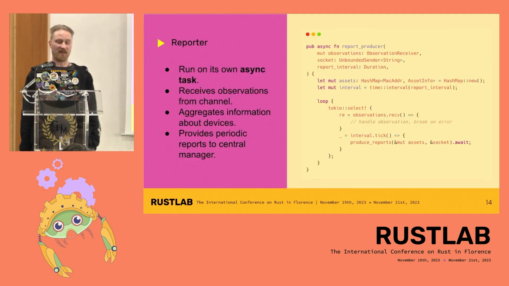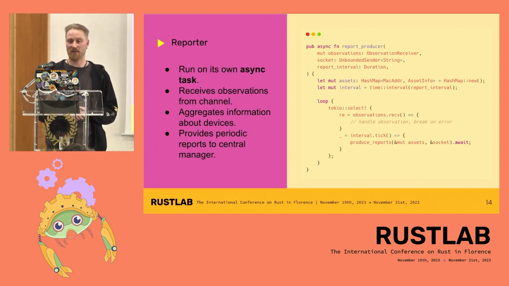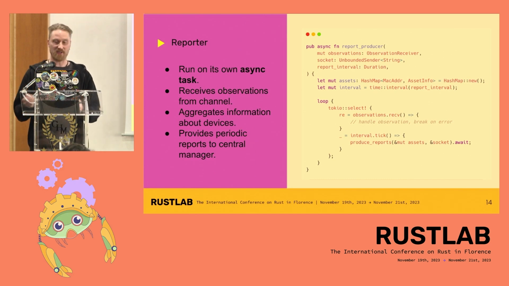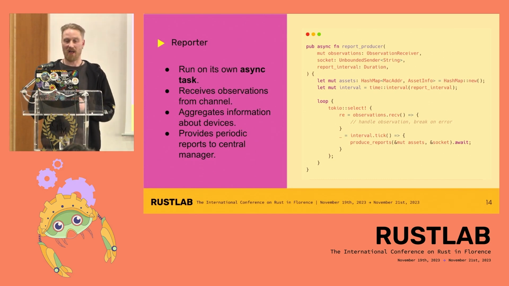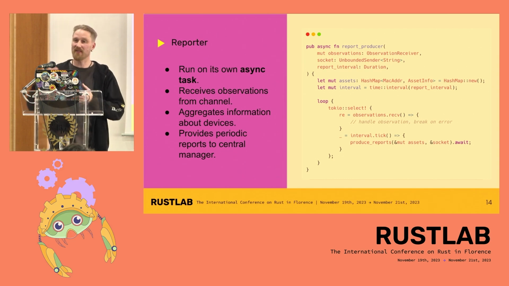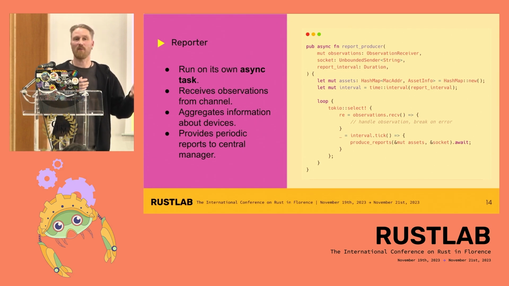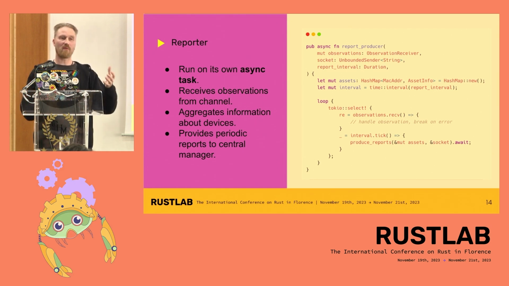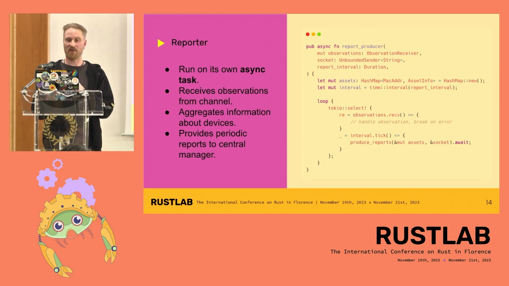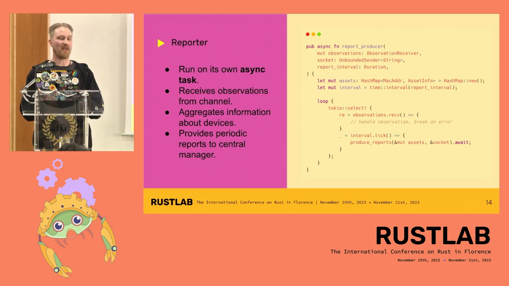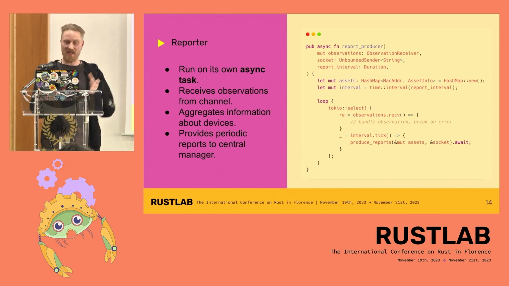The reporter task in design is very similar to observers. It runs on its own async task. It runs on a loop where it receives data from a channel and handles that data. This time the data is not packets, the data is observations. And the reporter is the only task whose responsibility it is then to create the aggregate of the information that we have collected from the observers. So each observer publishes its findings, and then there is only one task which needs to be able to handle all these observations, collect all this information, create aggregate reports.